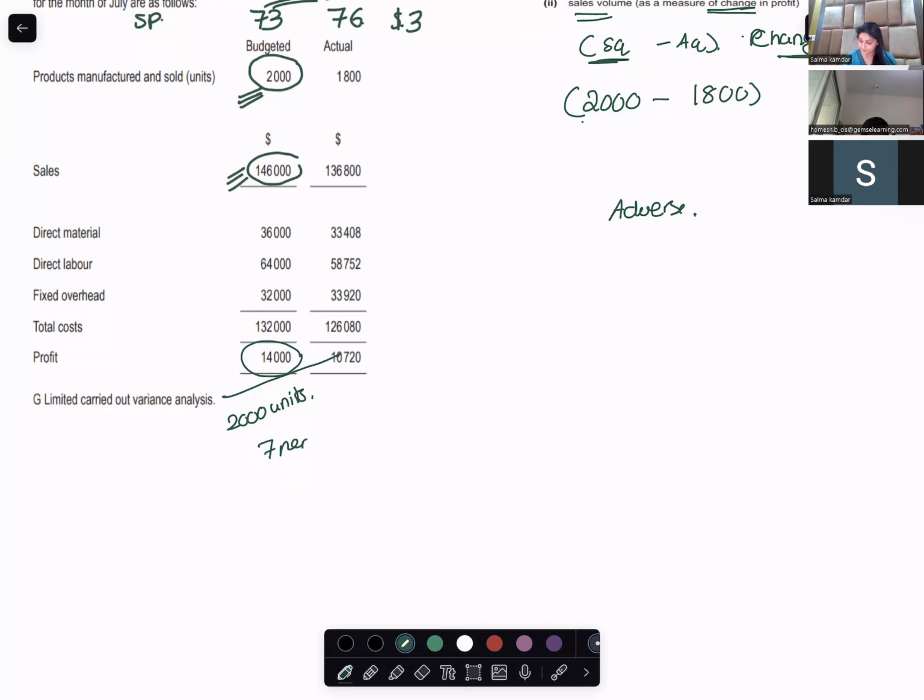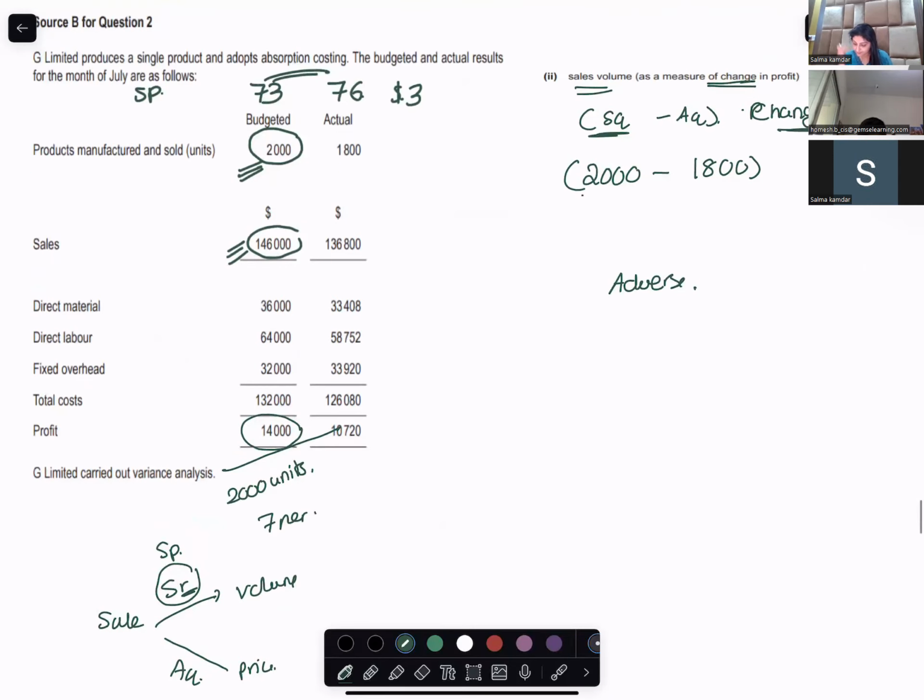7 per unit. Remember, always sales, volume, and price. You multiply with SR and AQ. Now instead of standard rate, they want the profit per unit, the standard profit. So instead of standard rate, you will multiply it with standard profit.